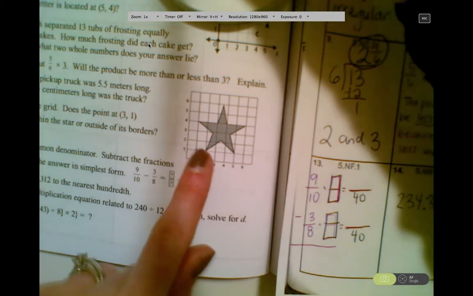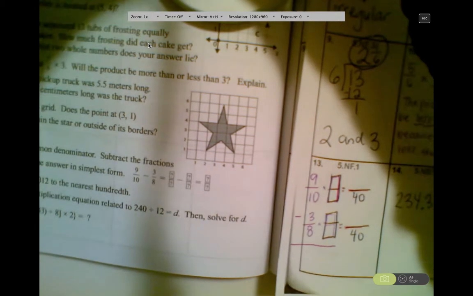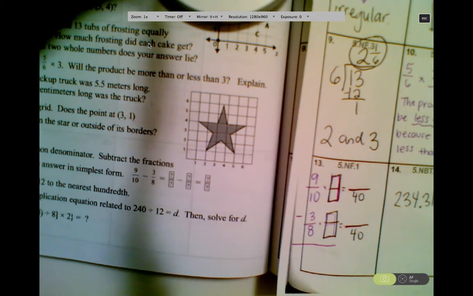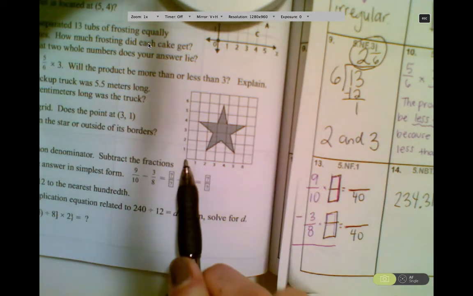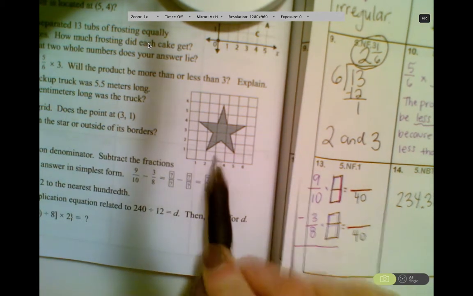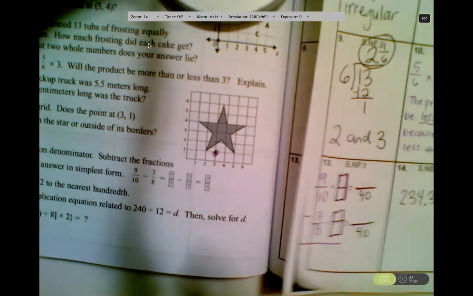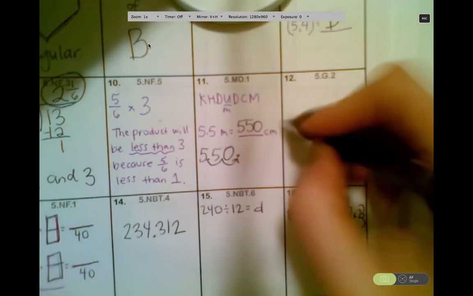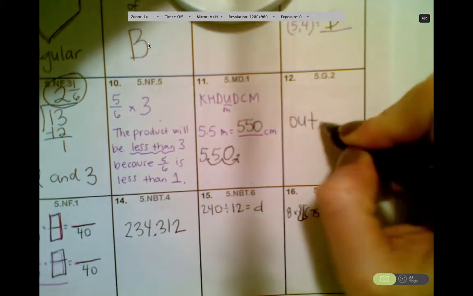Number 12. Look at this grid. Does the point at 3, 1 appear within the star or outside of its borders? We start here at the origin, over 3, up 1. That point is outside of its borders.